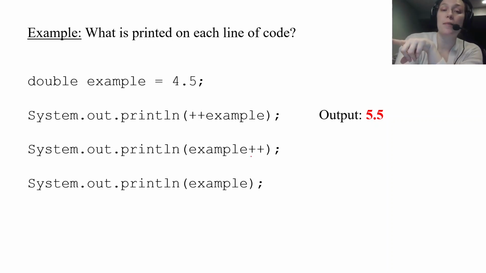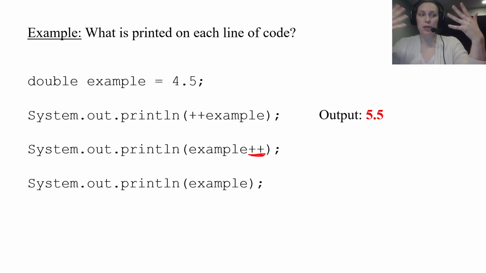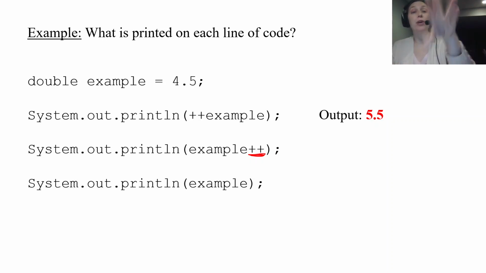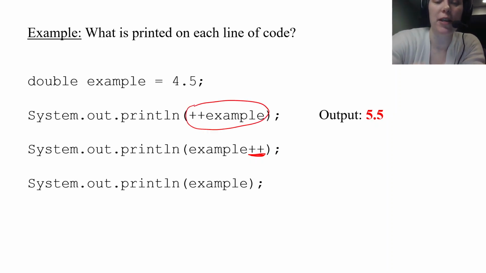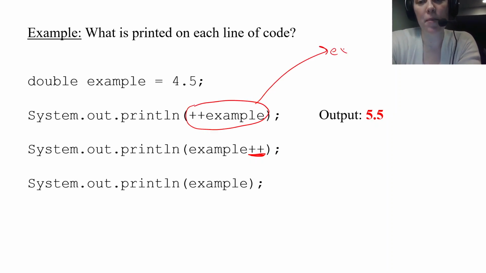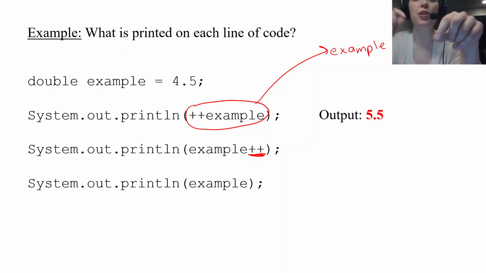The post increment does something that you wouldn't expect. Post increment means do it after, right? Post means after. So what this print line statement will do, it'll take example, it'll print it, and then it'll add 1 to it. So right now, example is 5.5. Because this, I should also make a note here, means take example. Remember that this meant example equals example plus 1. So when we use the unary operators, we are actually changing the value of the variable.